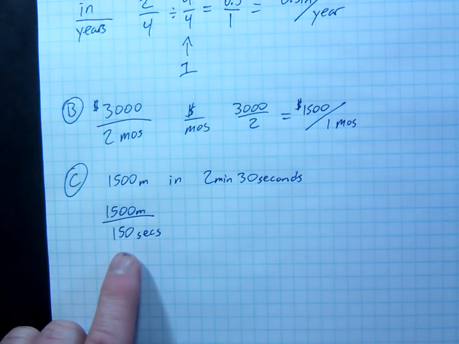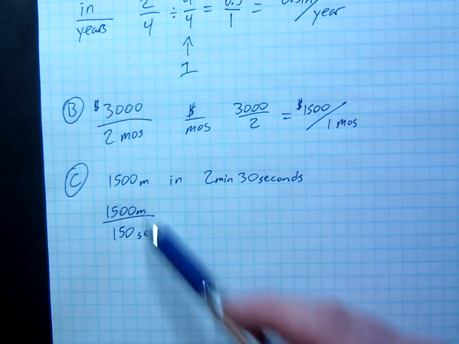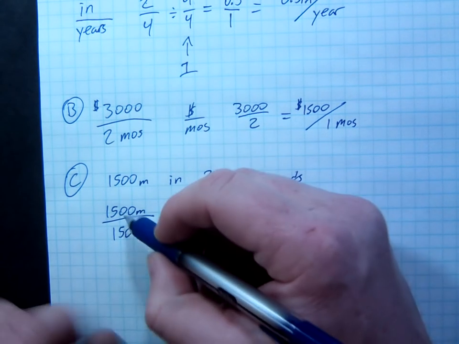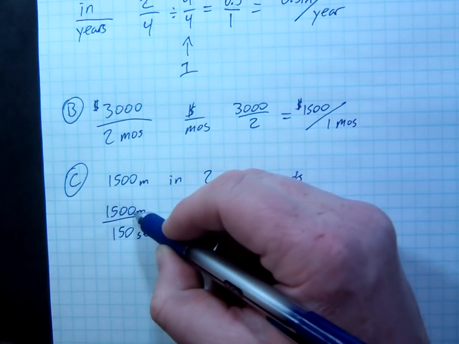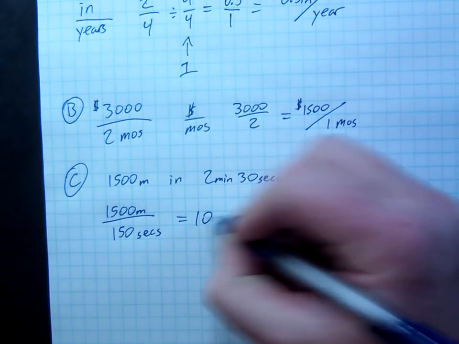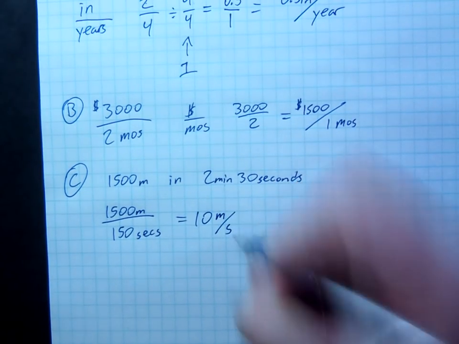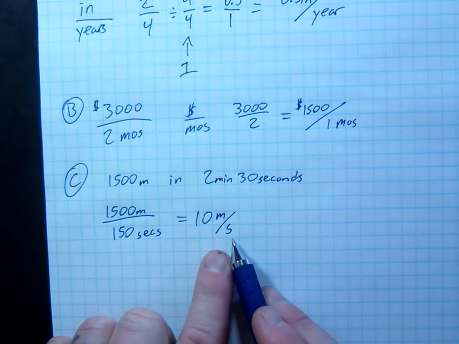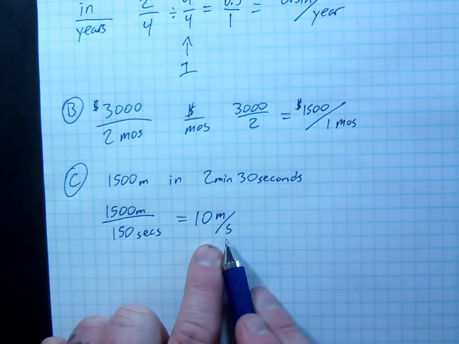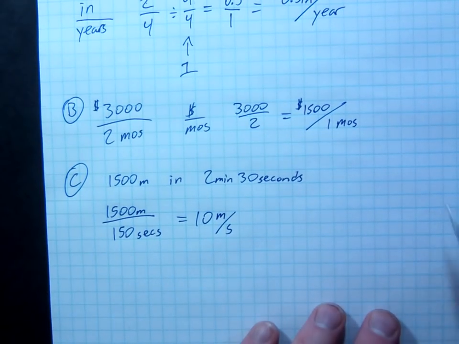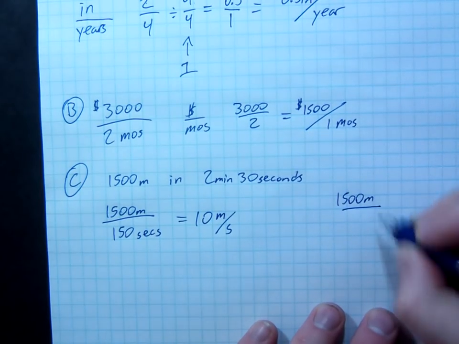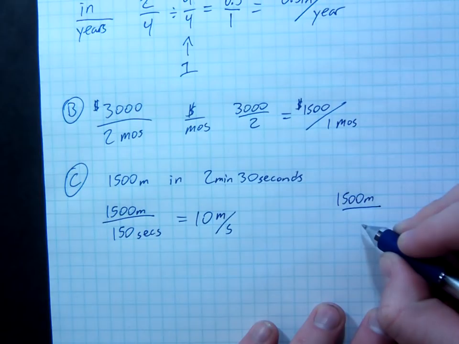Now it's not quite a unit rate because I need to divide my numerator by my denominator. In this case the math is pretty easy because 1,500 is simply 10 times bigger than 150. So 1,500 over 150 is then 10 meters per second. That would be the unit rate. My denominator now is 1 second. We're running 10 meters in 1 second. Now you also could have gone another way with this. You could have written your ratio as a distance over time in minutes.